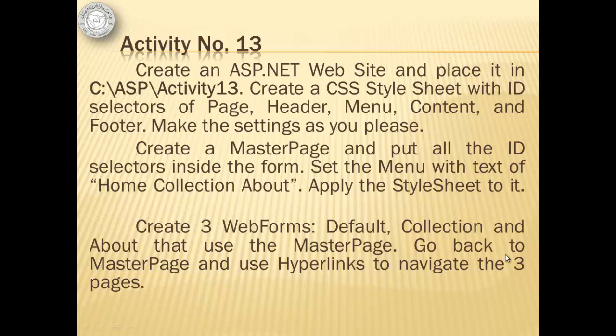For activity number 13, we will create an ASP.NET website and place it in CASP activity 13. We will create a CSS style sheet with ID selectors of page, header, menu, content, and footer. Then we will make the settings as we please. We will create a master page and put all the ID selectors inside the form. And then we will set the menu index of home, collection, and about. We will apply the style sheet to it. Then finally, we will create the web forms, default, collection, and about that use the master page. We will go back to master page and use hyperlinks to navigate the three pages.